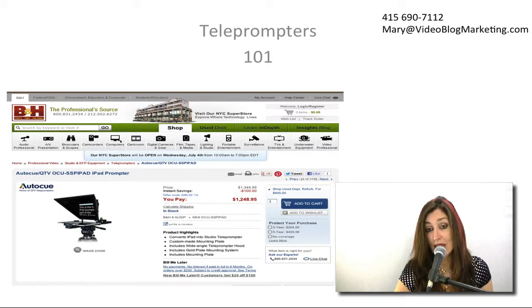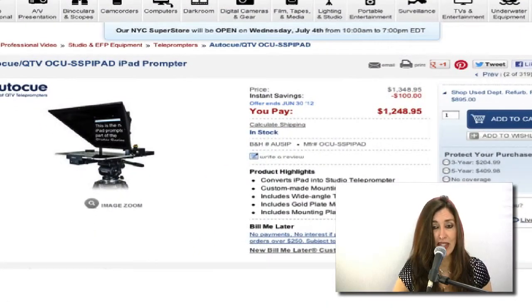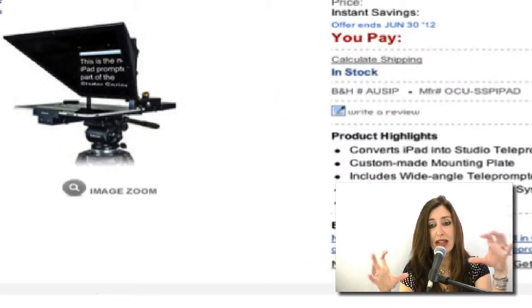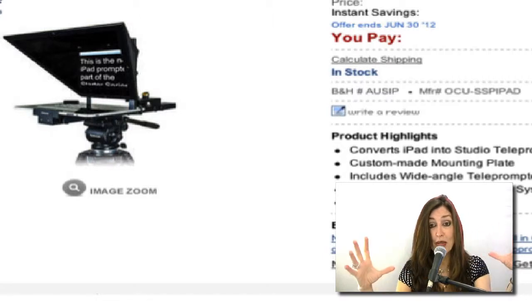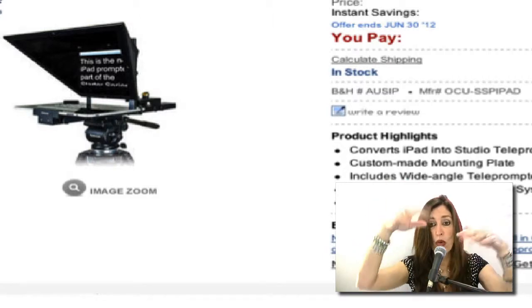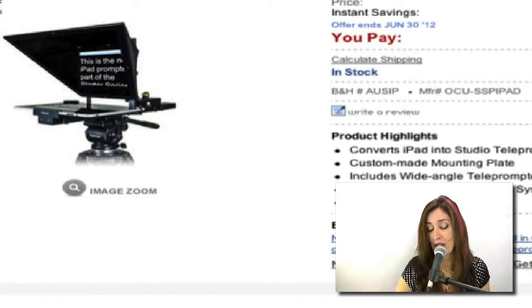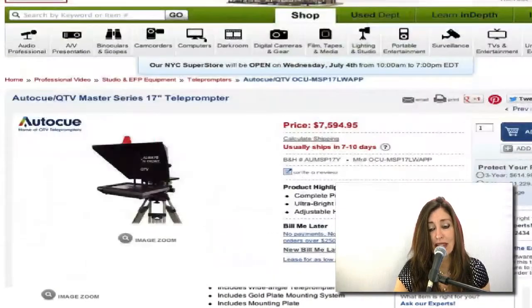So when you go online to buy a teleprompter, here's one that scrolls your iPad, and it's $1,248.95. Now, the thing that bothers me about the iPad is that it's only a certain size. And the bigger the monitor is that you have, the more room you have to scroll the text. And so that seems a little bit small to me.